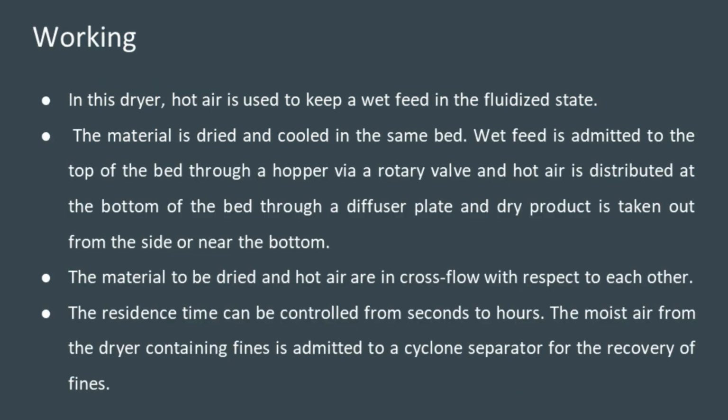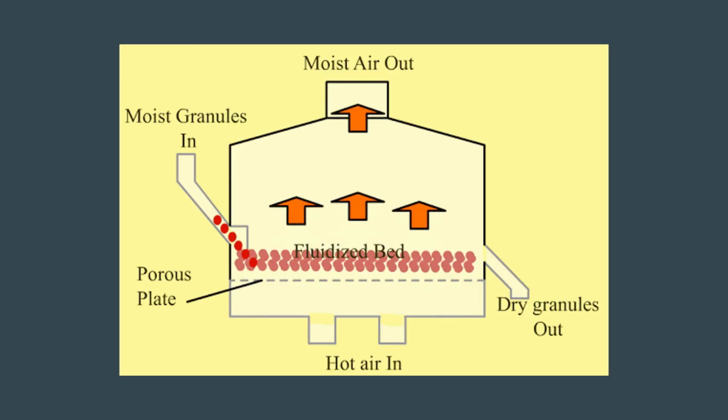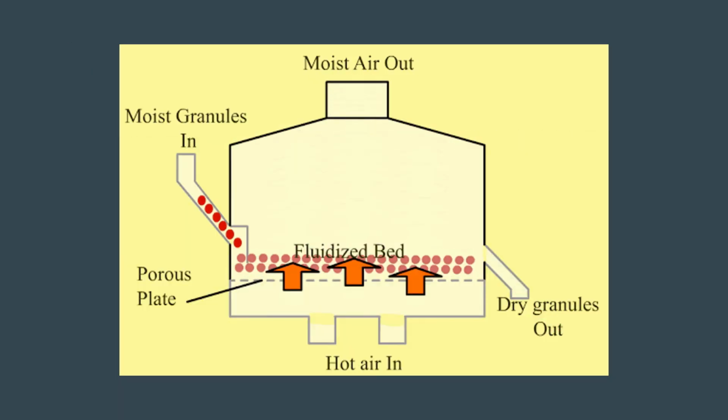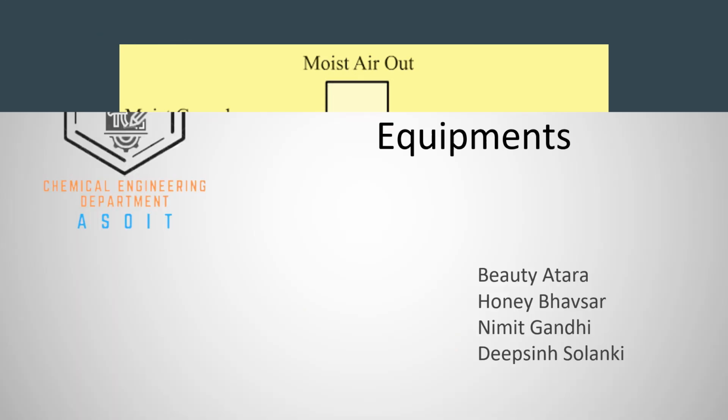In this dryer, hot air is coming from bottom of the dryer, which keeps a wet feed in fluidized state. Material is dried and cooled in the same bed. Dry product is taken out from the side or near the bottom. Material to be dried and hot air are in the cross flow with each other. Here we can see animation of fluidized bed dryer. We can see that hot air is coming from bottom of the dryer, dried product are coming from the side.